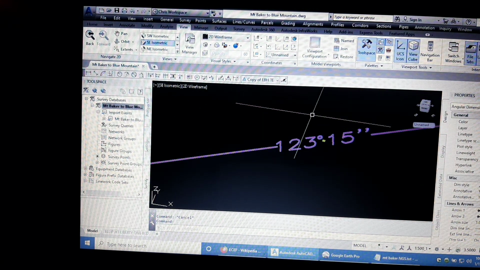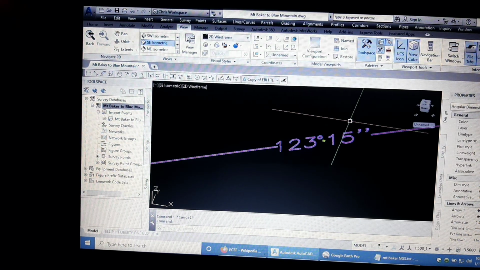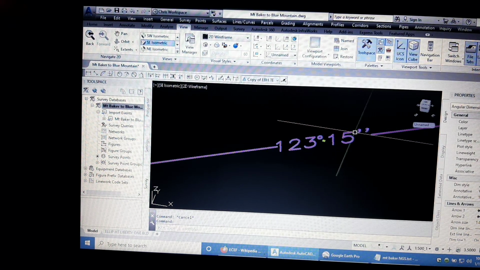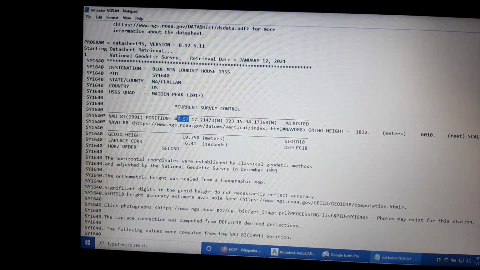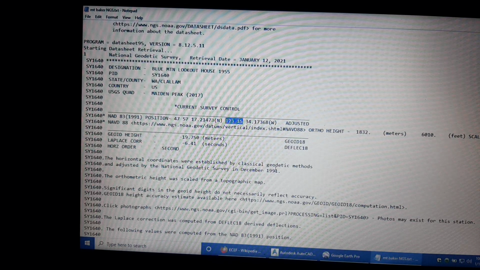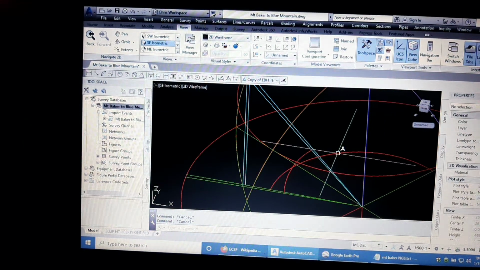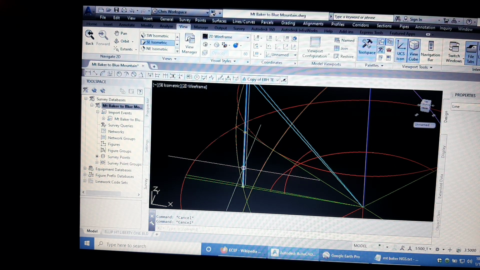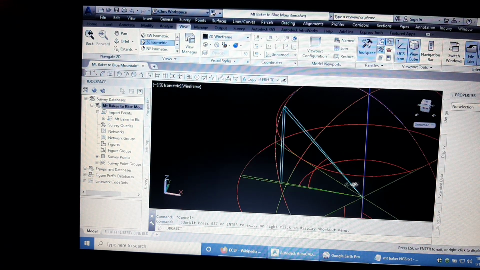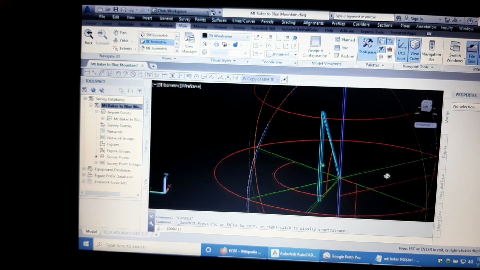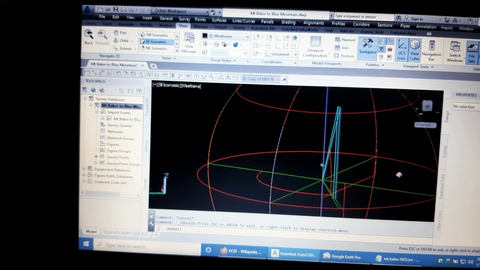And I get 123 degrees and 15 minutes. Okay, and that says 123 and 15. So we know we're in the right position, and I know that based on this triangle. So, if I orbit it, you can see it's all in the same plane.